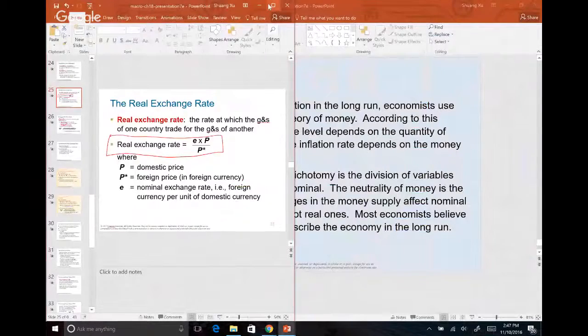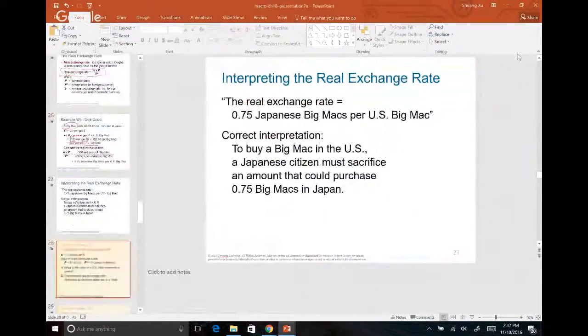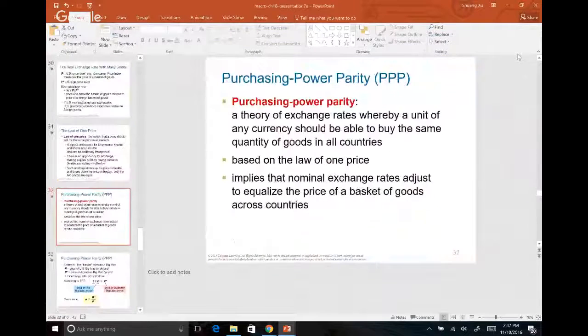All right, so let's keep going. So that's your Big Mac index. Let me see what else to talk about. Now, what is purchasing power?